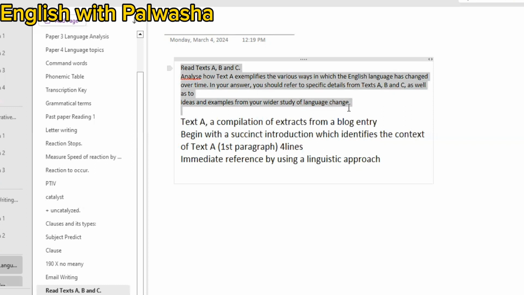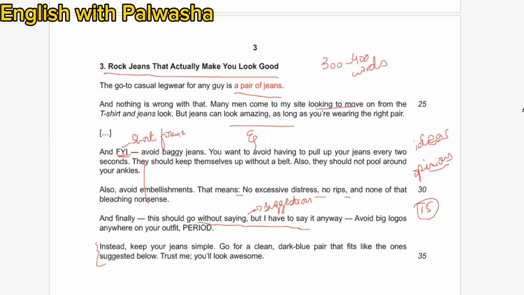The answer, let me just show you the paper. Just a minute. This was the paper. Let me just get back to it. Okay, so you can see that this was a blog entry and we are extracting the text from here.